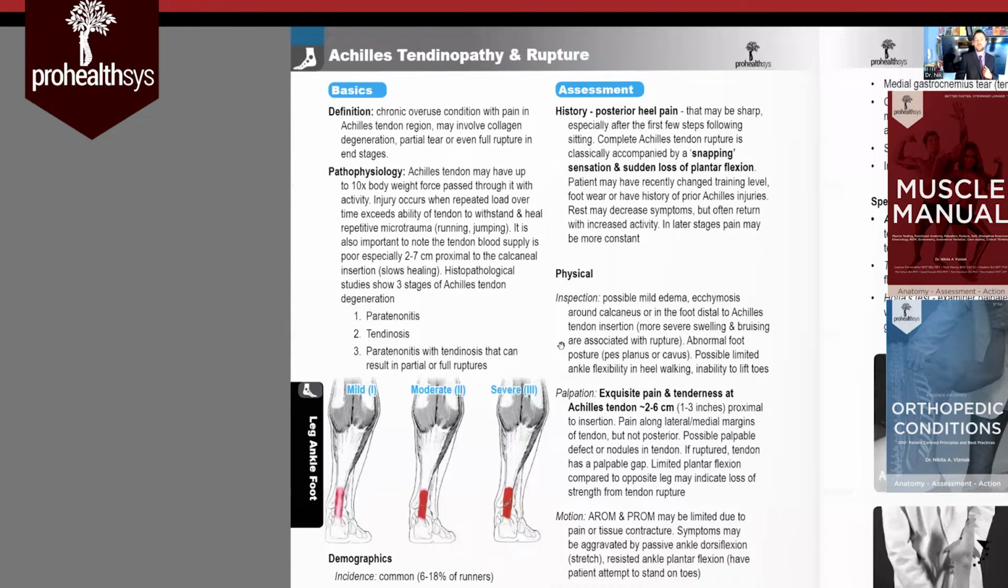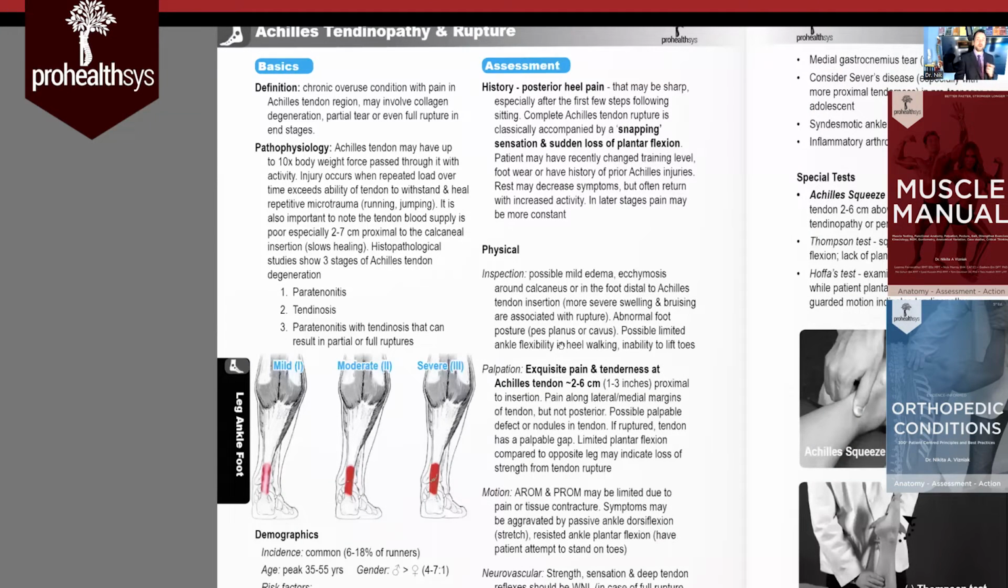Assessment, posterior heel pain. It may be sharp. It may start off as local pain, even on the gastroc tendon, the Achilles tendon right there. There may be a snapping sensation, or the person may have felt like they were hit in the back of the leg and they heard a popping sound, and then they had sudden pain and loss of function. Rest may decrease symptoms in the tendinopathy phases, and it may increase with activity. In later stages, the pain may become chronic and constant for that person.